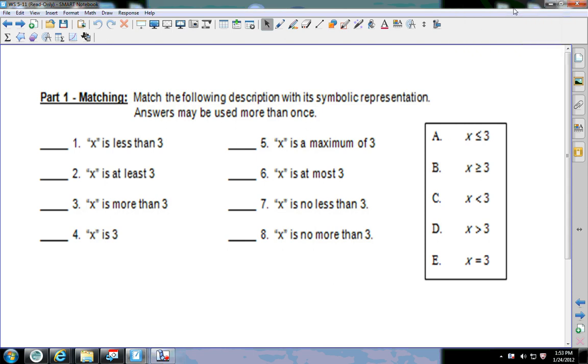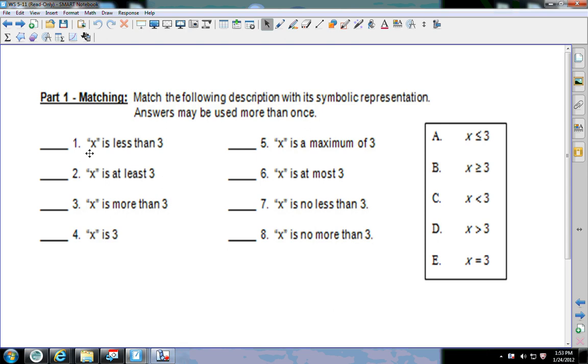In this video, we're going to be reviewing inequalities, one variable and two variable inequalities. First thing I'd like you to do is to pause this video and go through and try and pick the correct answer choices over here to match the words.